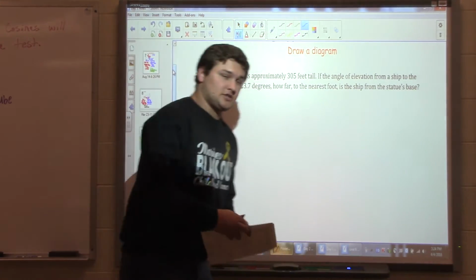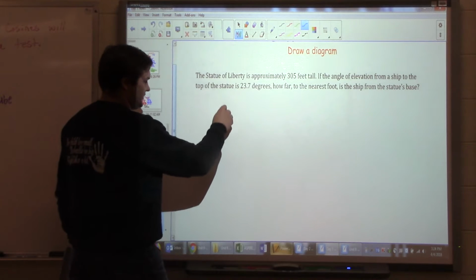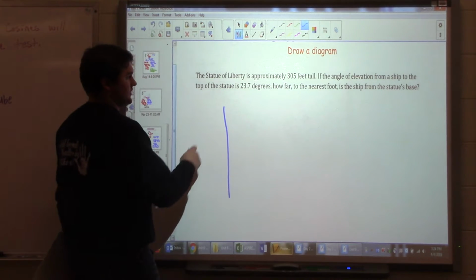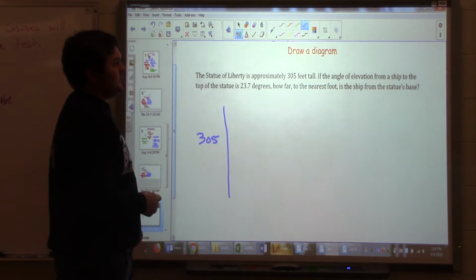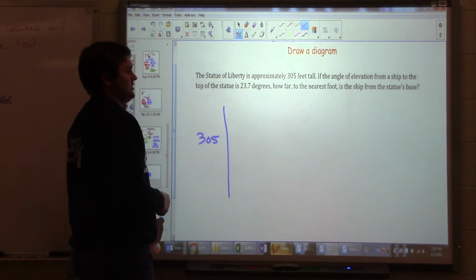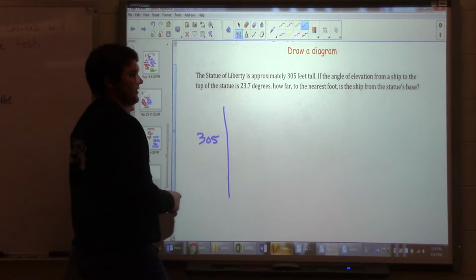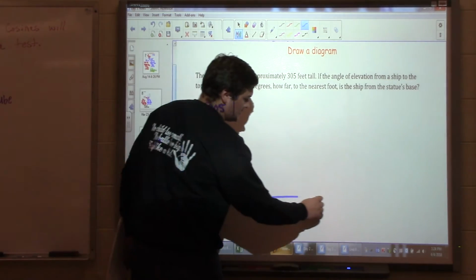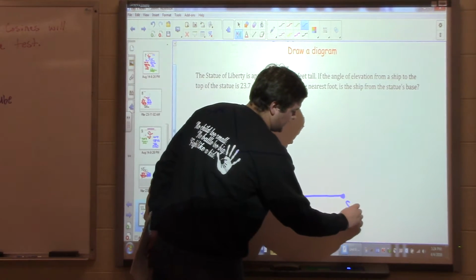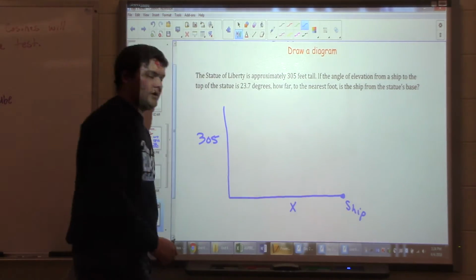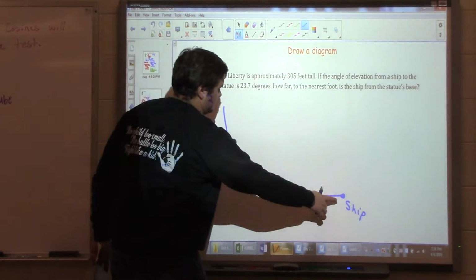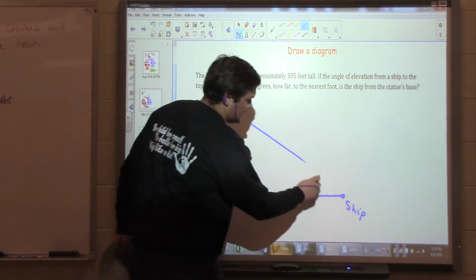Well, draw a picture. So that's our Statue of Liberty, 305 feet tall. The angle of elevation from a ship to the top of the statue is 23.7 degrees. I don't know how far it is from the base, so we'll say our ship is over here. I want to know the x value, how far it is from the ship to the base of my statue.